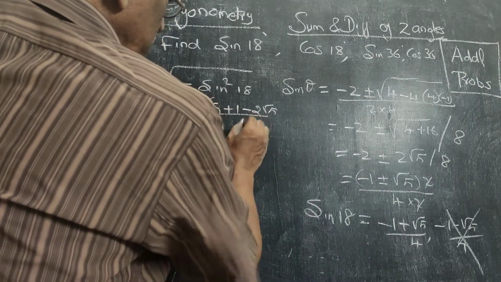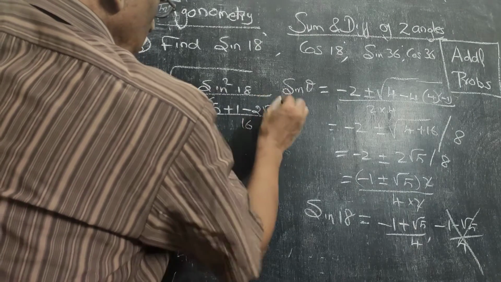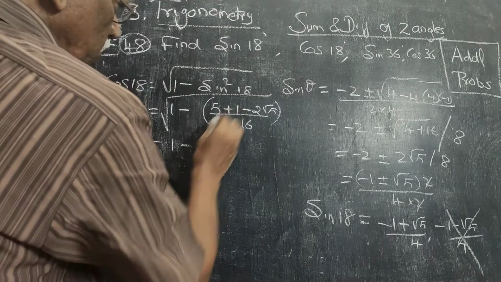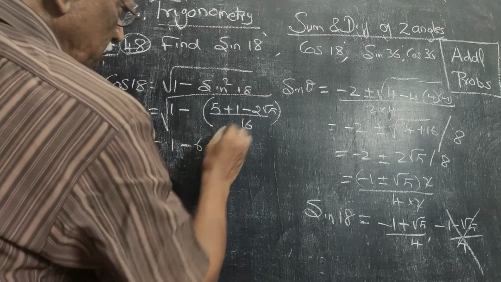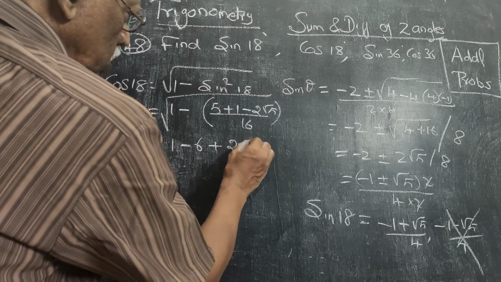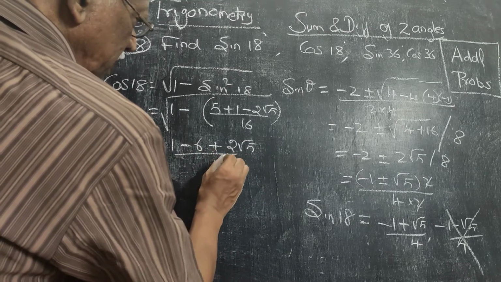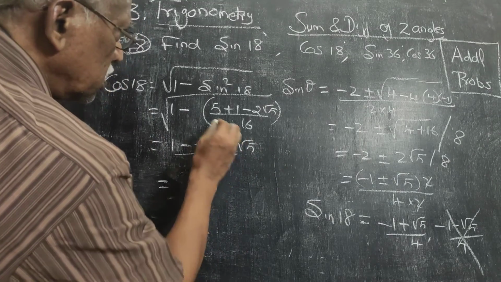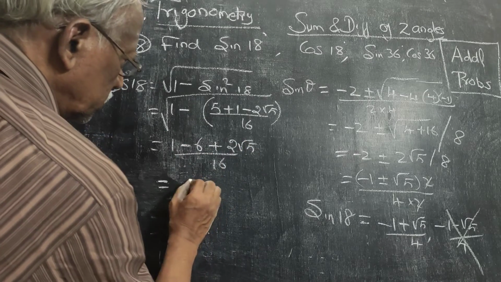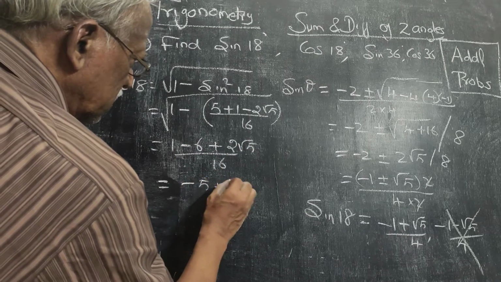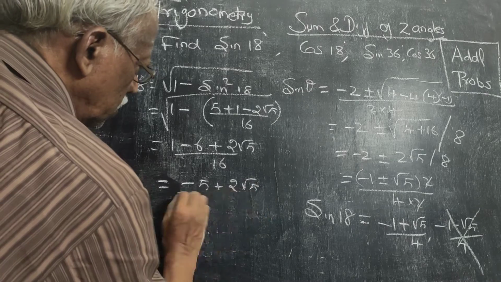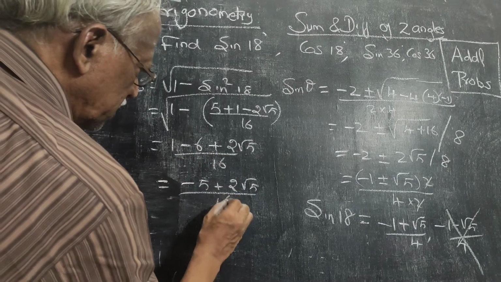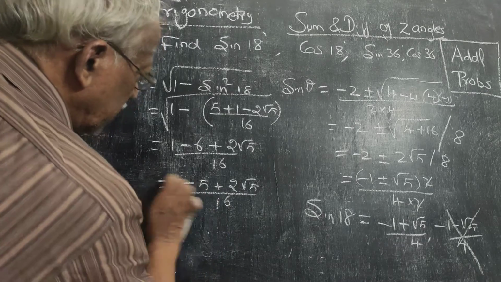Therefore this becomes 16. The result is 1 minus (5 plus 1, that is 6), this is minus, this minus, so plus 2 root 5, divided by 16. So this becomes minus 5 plus 2 root 5, 1 minus 6, and this 16. Cancelling, we cannot cancel anything.